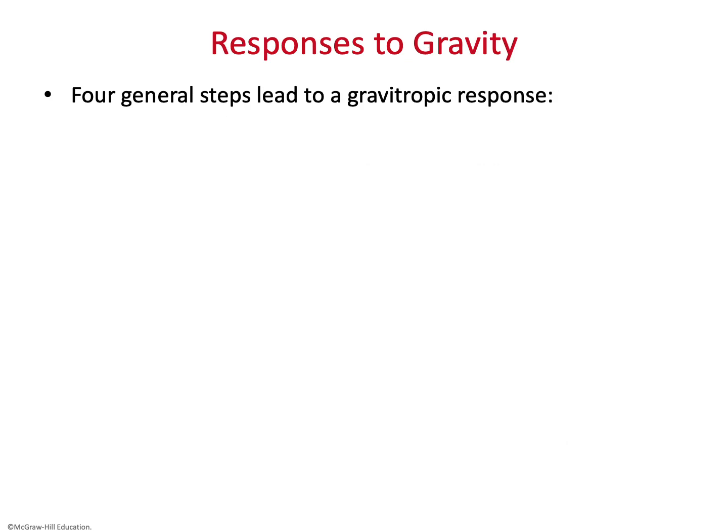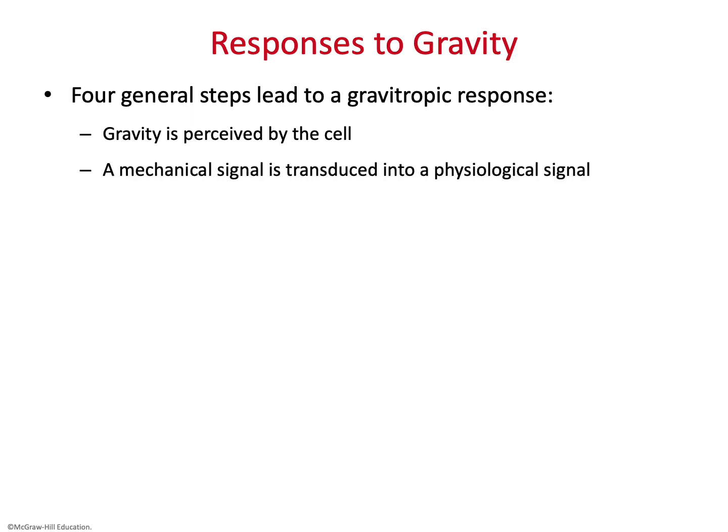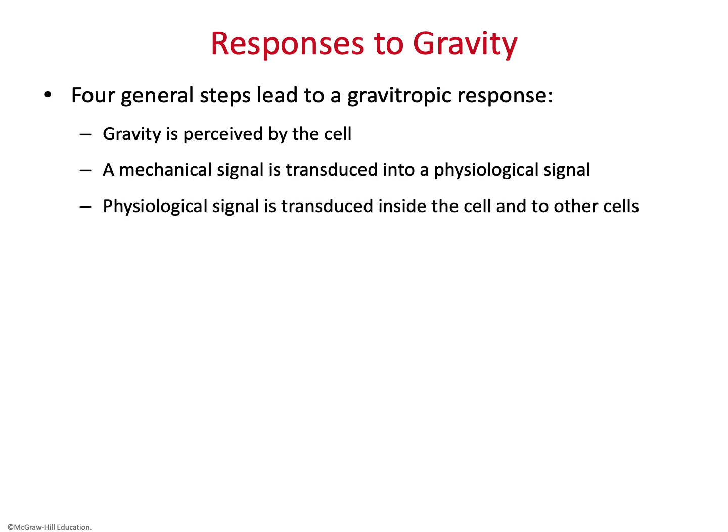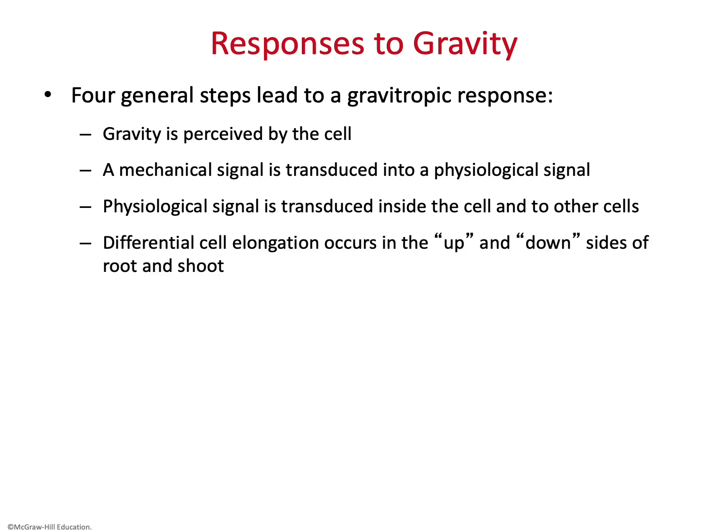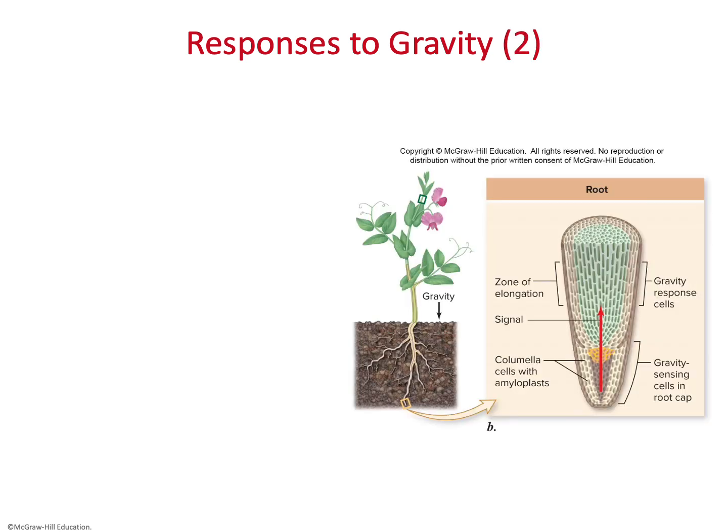There are four general steps that lead to a gravitropic response. First, gravity is received by the cell and a mechanical signal is transduced into a physiological signal. The physiological signal is transduced inside the cell and to other cells, and differential cell elongation occurs in the upper and lower sides of the root and shoot. So this is how plants respond to gravity.